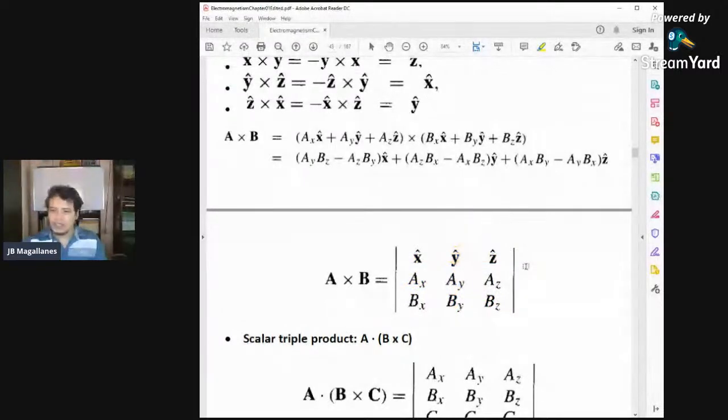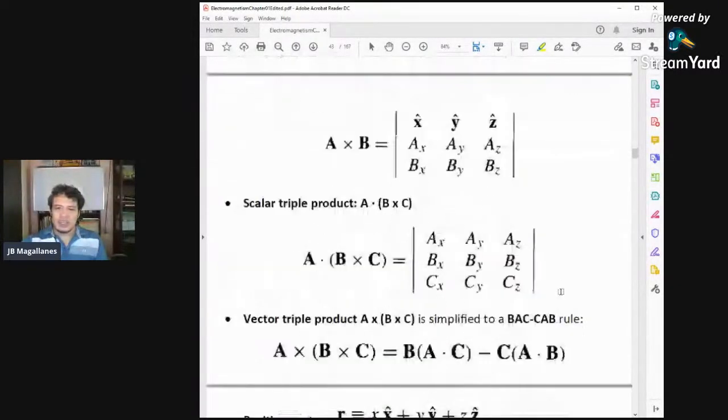And then for the third term, you have Z. And then the terms here, you have to cover that one. You have AXBY minus AYBX. So that's how you get the cross product using matrices.